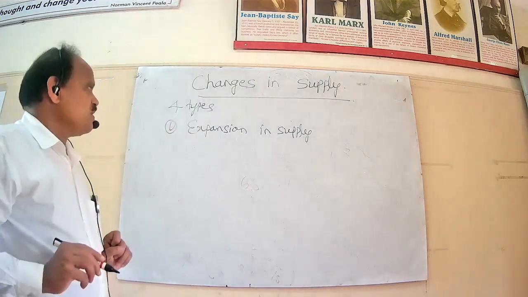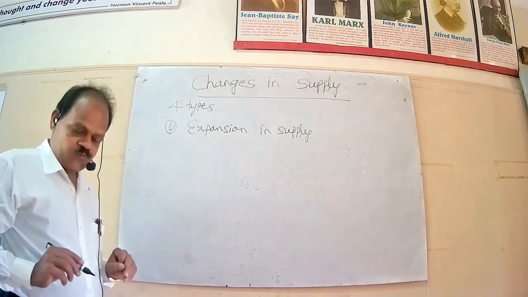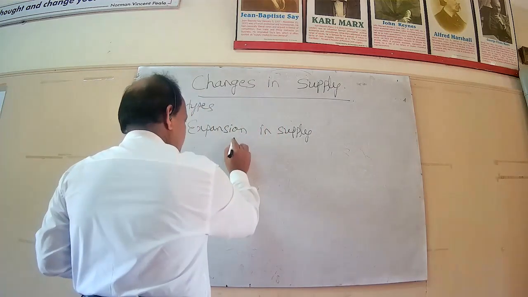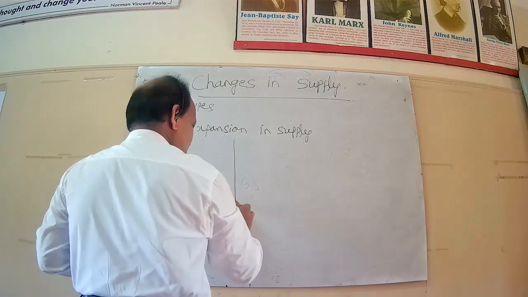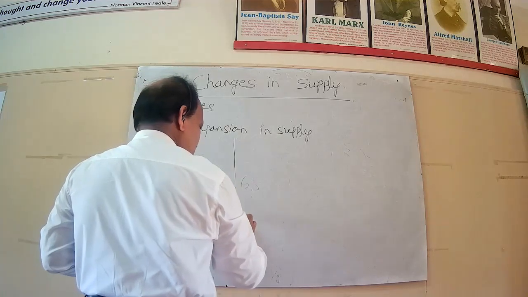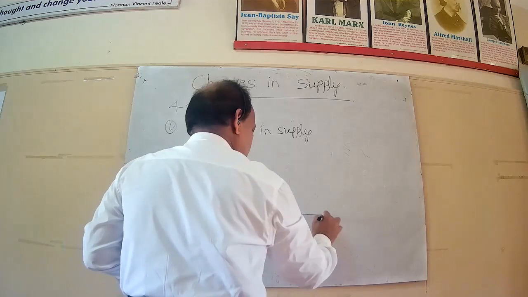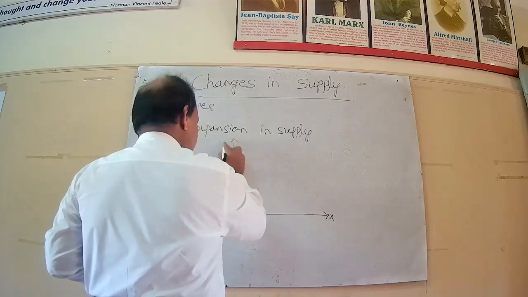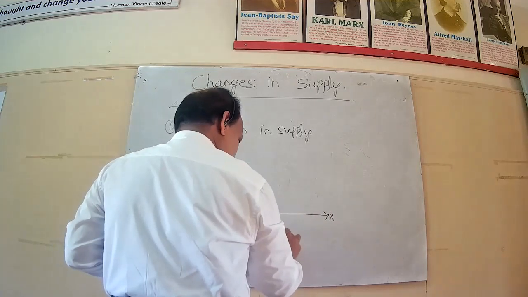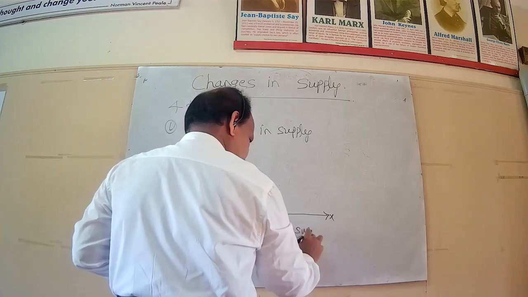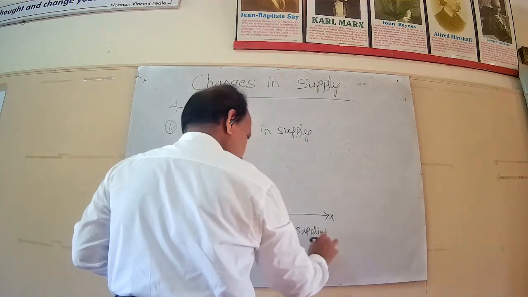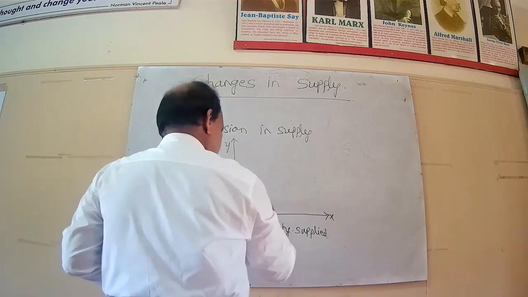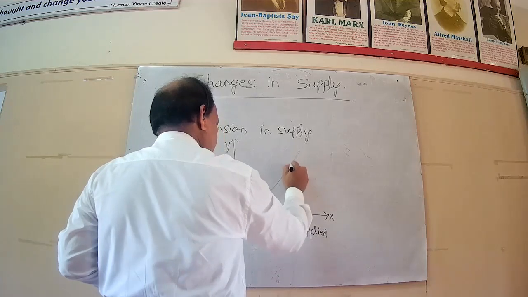In this case, the seller will remain on the same supply curve, but you can observe the movement of the seller on the supply curve. The movement will be in the upward direction. Let us draw the diagram. Draw OX and OY. Here, quantity supplied. On the y-axis, price level. This is the supply curve.